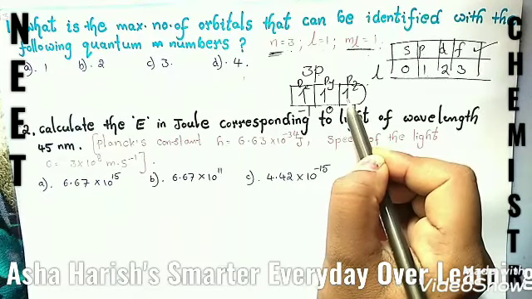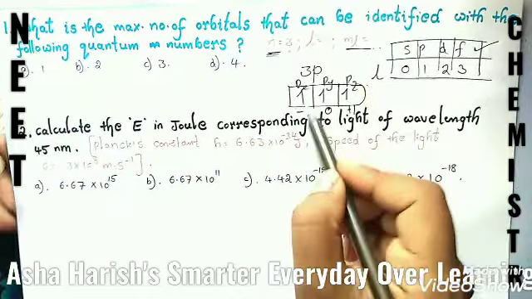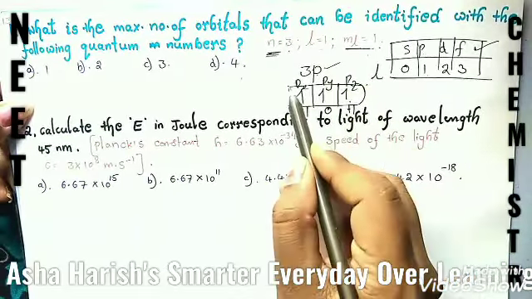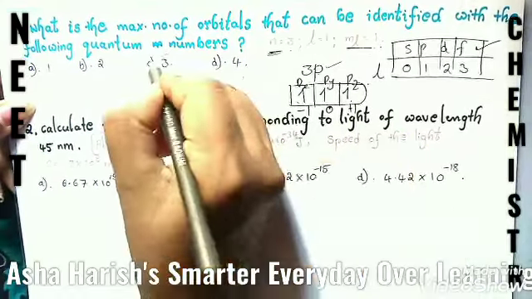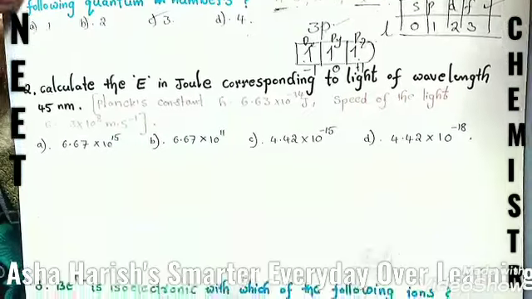Then students, the orbitals will be 1, 2, 3. This is the subshell, and the final orbitals are 3 orbitals. So option C is the correct answer.